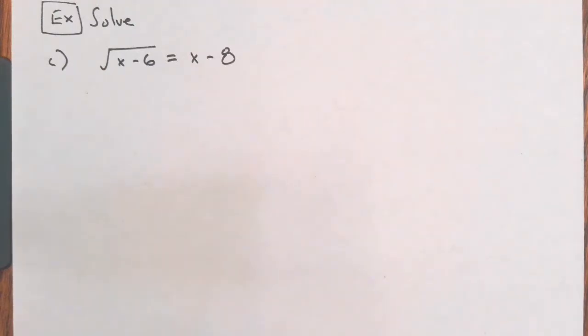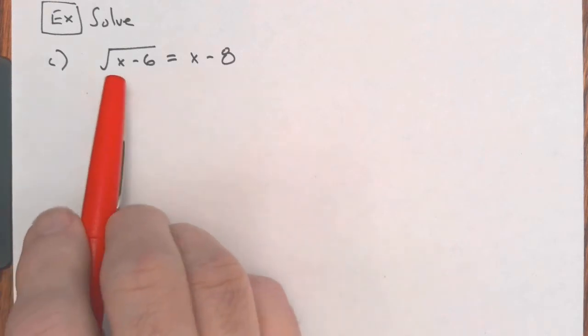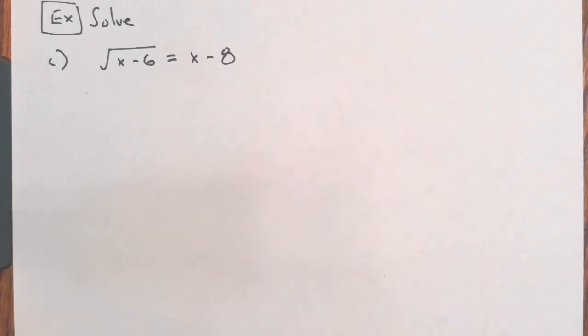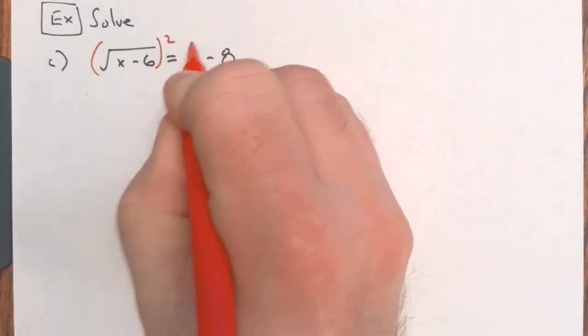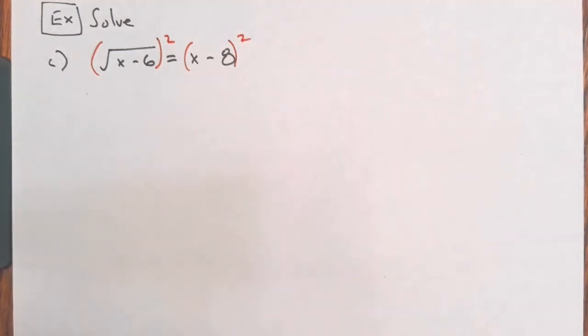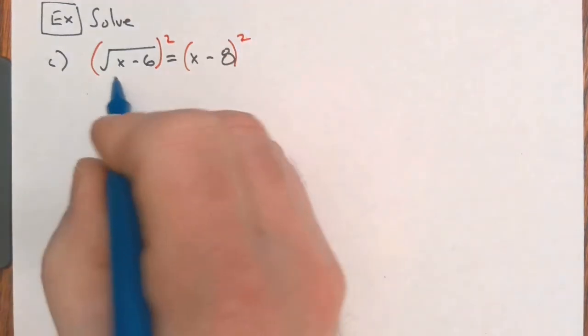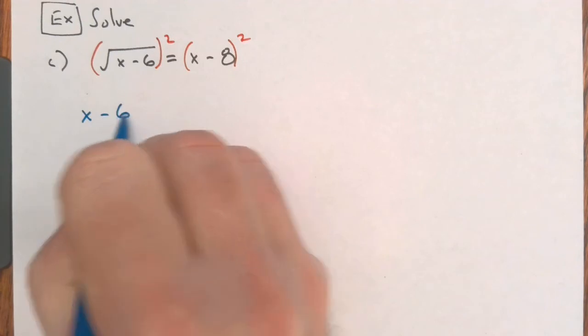In solving this radical equation, I see that my square root is already isolated on the left side, so I'm ready to undo the radical. It's a square root, so I am going to square both sides. That gives me just this x minus 6 on the left side.